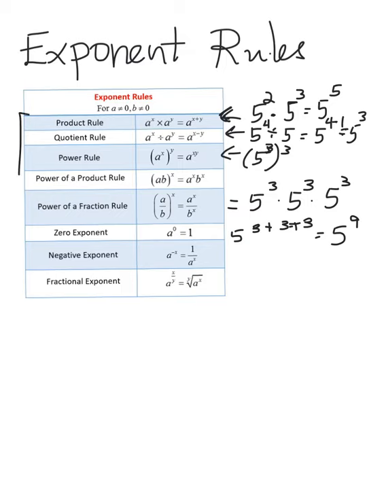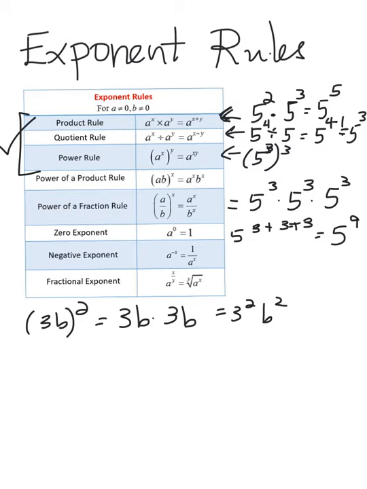So those three hopefully have down packed. Power of a product rule, similar kind of situation. Let's say we have 3b to the second power. Anything to the second power, you just write it out twice. So we have 3 times 3, or 3 squared, and b times b, which is b squared. So this exponent distributes to both terms. This does not work when there's a plus or minus in between these terms. So you only distribute when it's a single term in the parentheses.